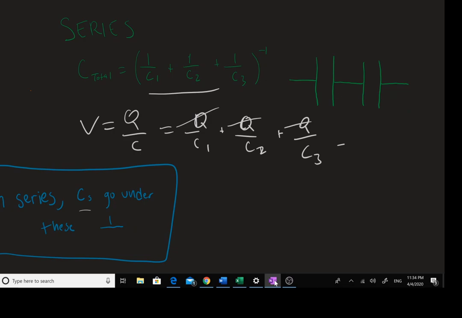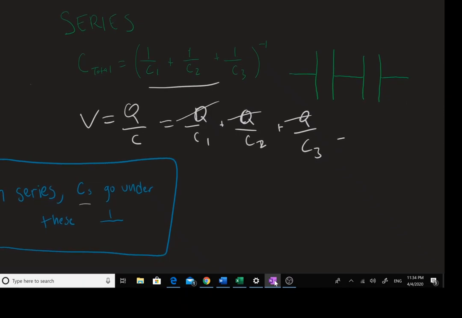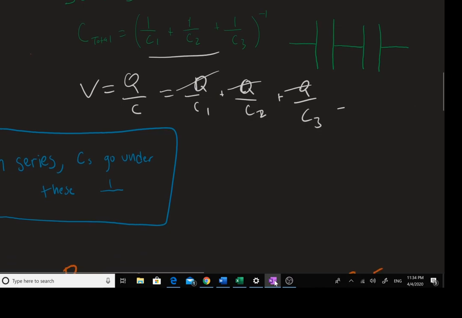The equations for series and parallel are a little bit different, and sometimes it's hard to get them straight. You might mix them up. So a little mnemonic that might help you is just that in series, C's go under these. In series, C's go under these. If that helps you, it helps me remember that just because it rhymes.